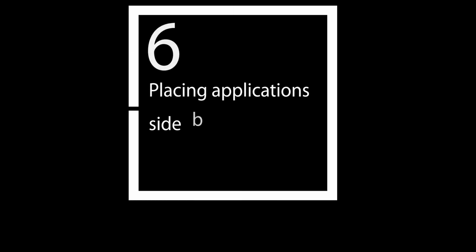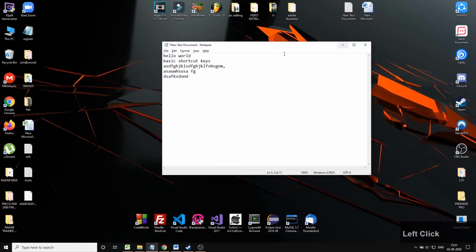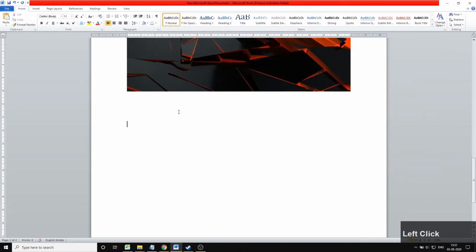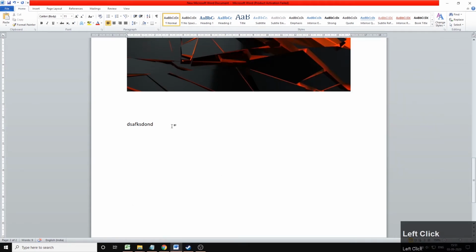Now moving on to the next one, which is placing applications side by side. Suppose you want to copy the content of this file to another file, but what happens here is, as soon as I click on the other application, this application minimizes and the other one becomes active. But I want to work simultaneously on both of them. So what can I do? I can place these applications side by side.